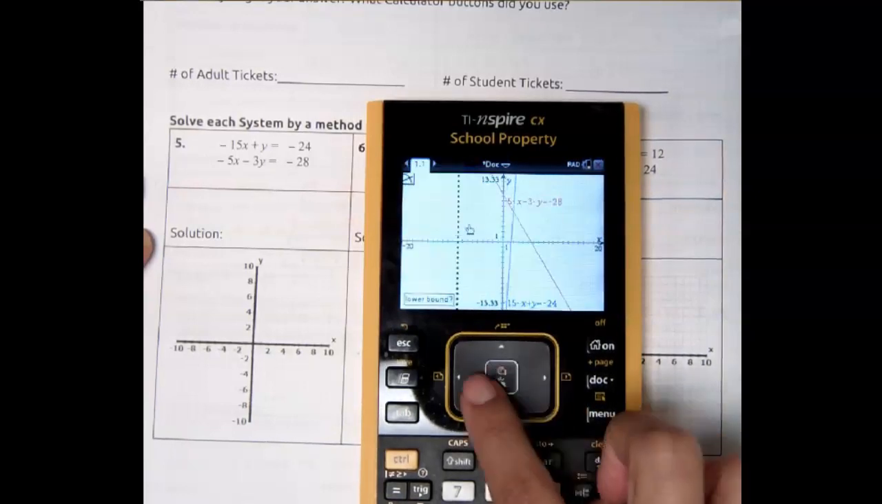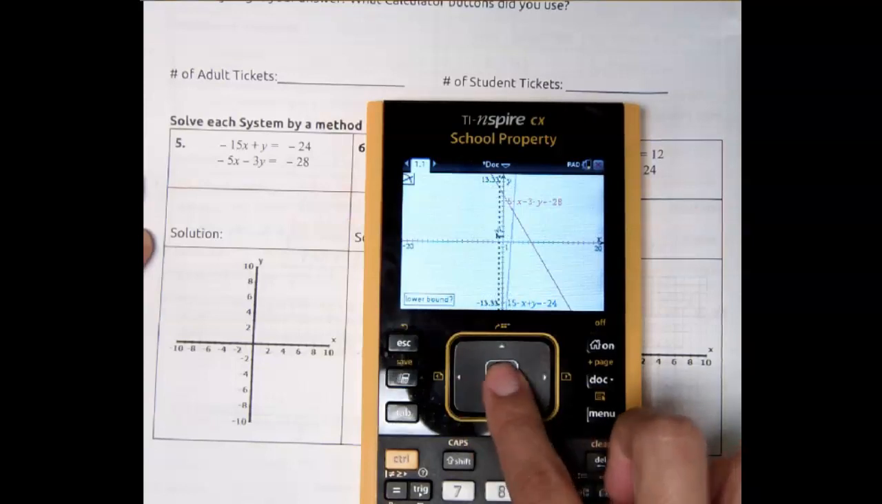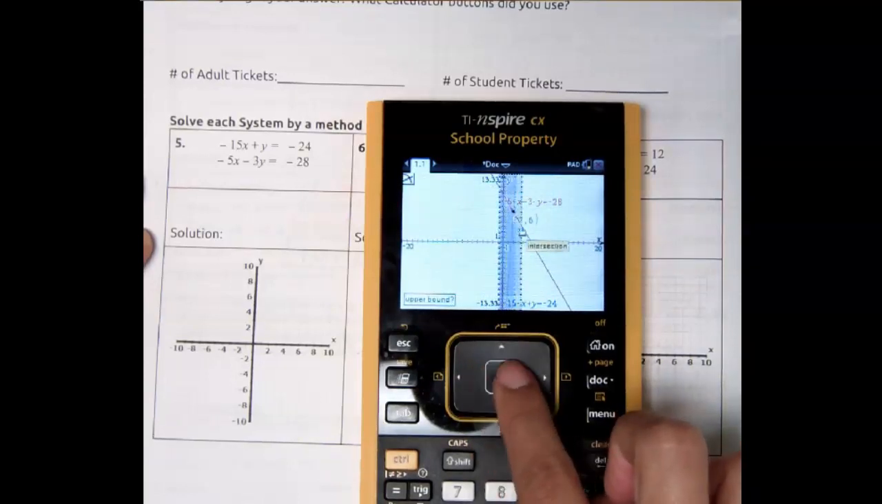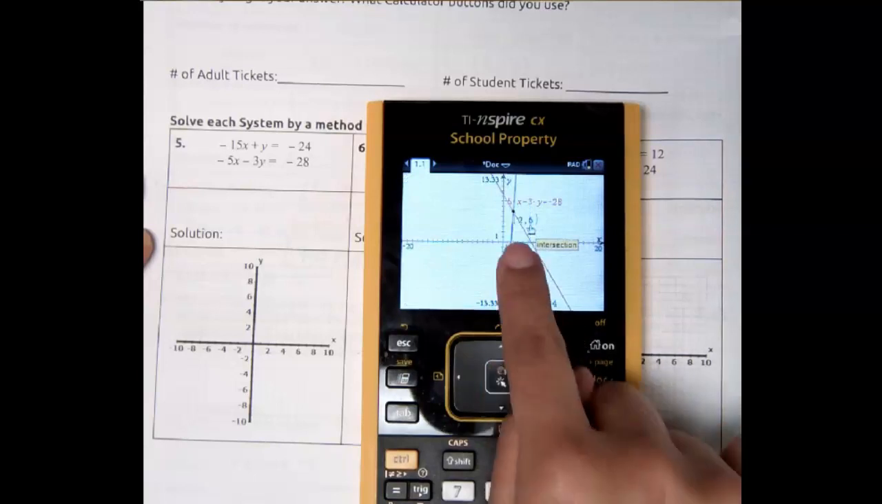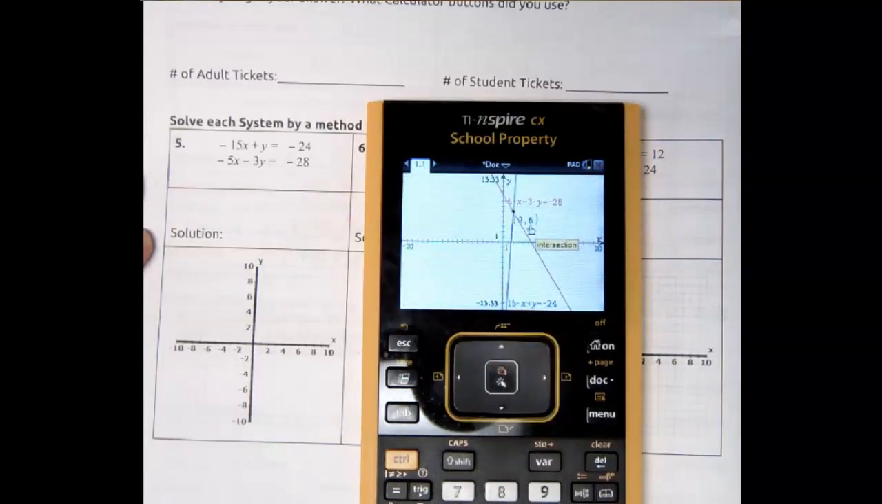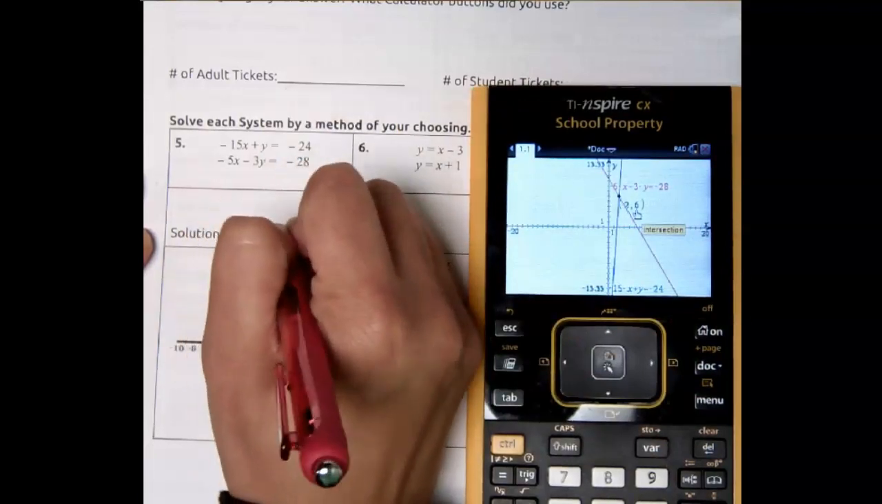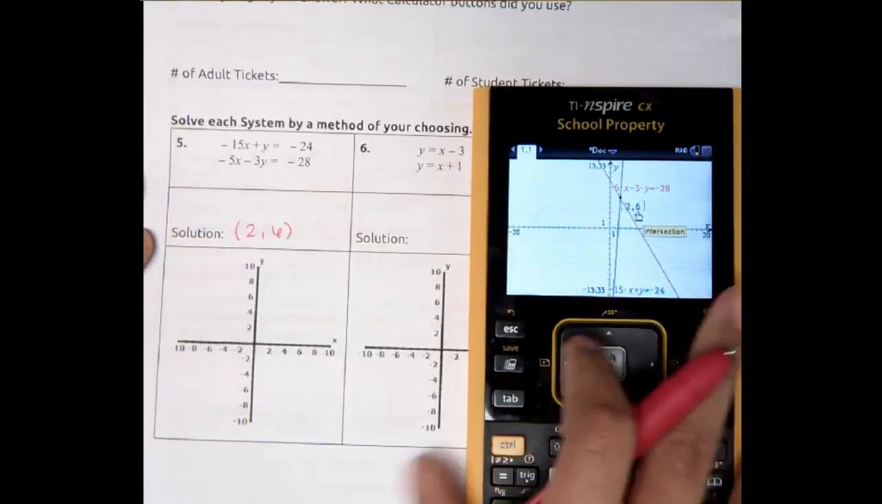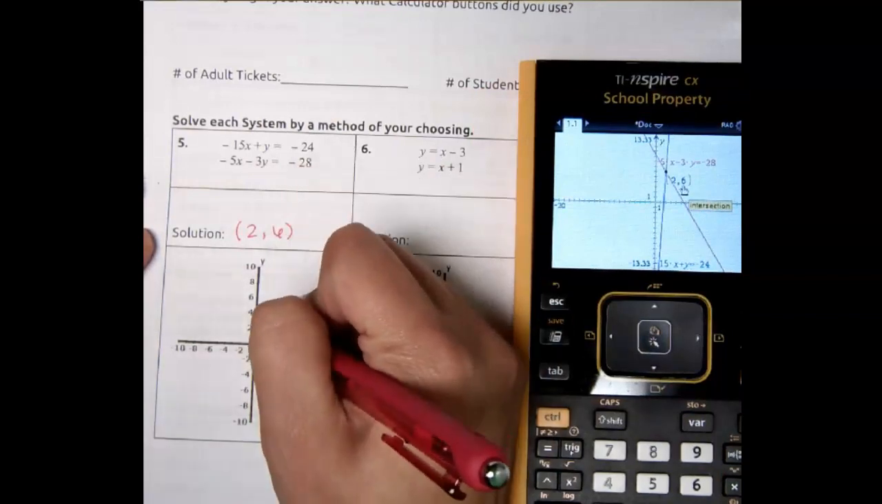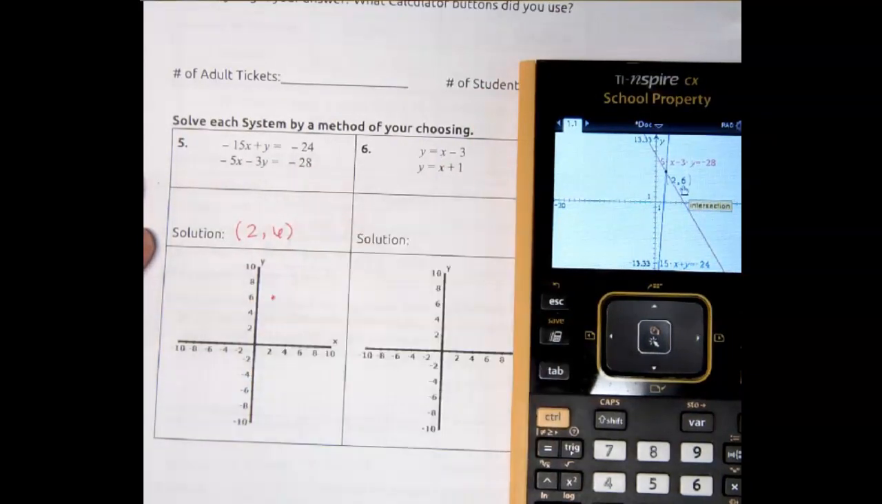Intersection, click, slide, click. So my solution is (2, 6). That is where these two points intersect. So on my graph, this is where they intersect.